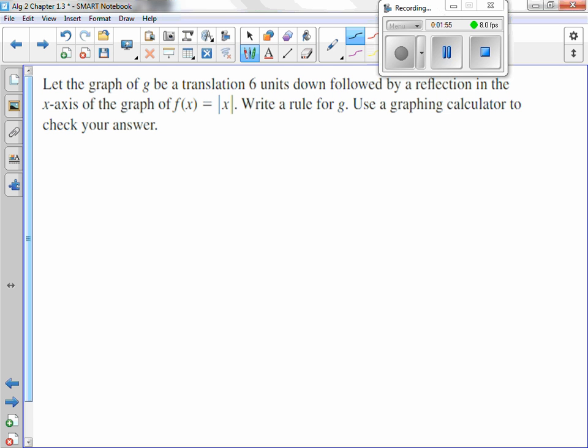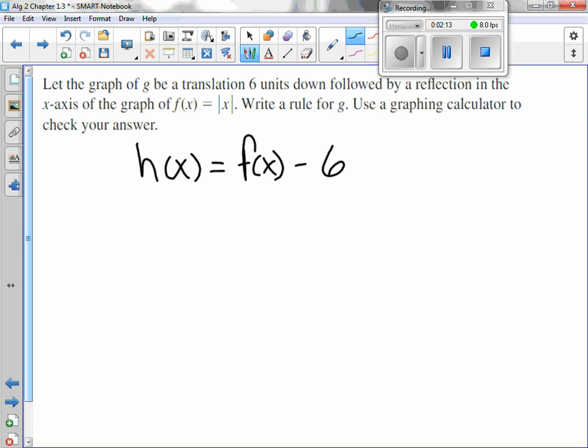Now, I'm going to call the middle step h of x. H of x is equal to our translation of 6 units down. So down is going to be on the outside. So we move up or down. If it's up, we would have added 6. But since we're moving down, we're going to subtract 6. So we have f of x minus 6. Well, what is f of x? F of x is just the absolute value of x. So we're going to have the absolute value of x minus 6.